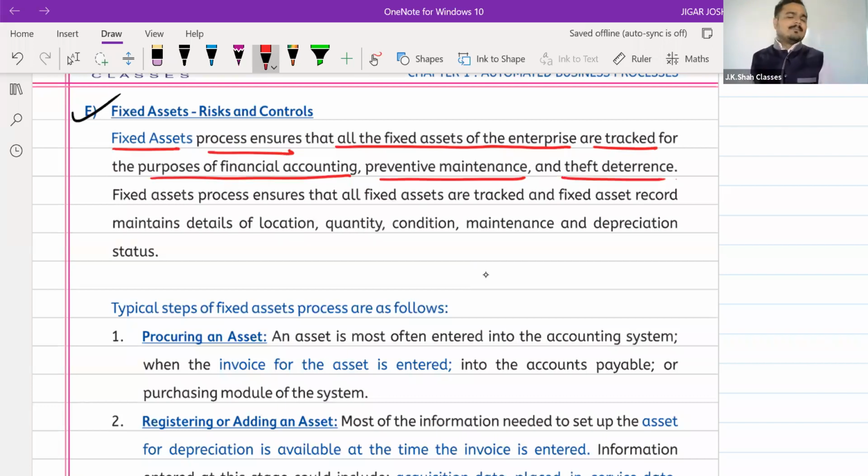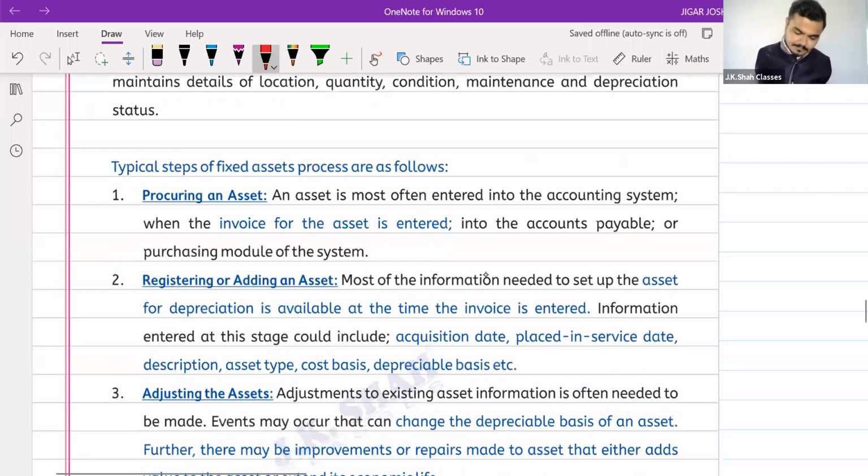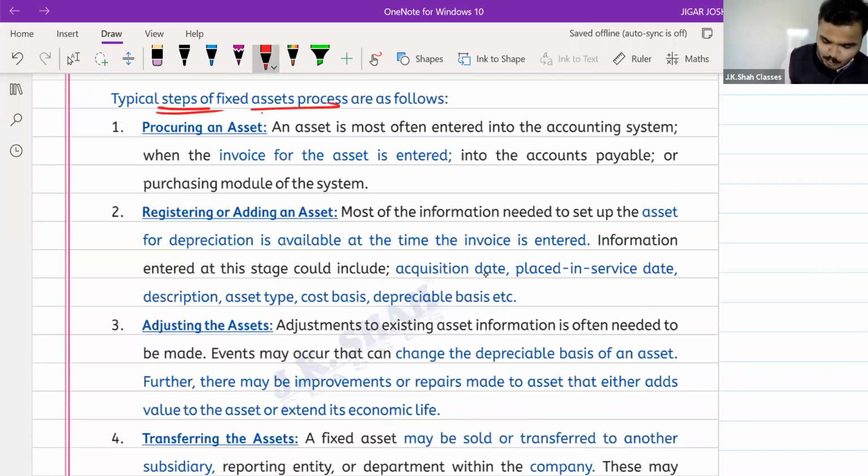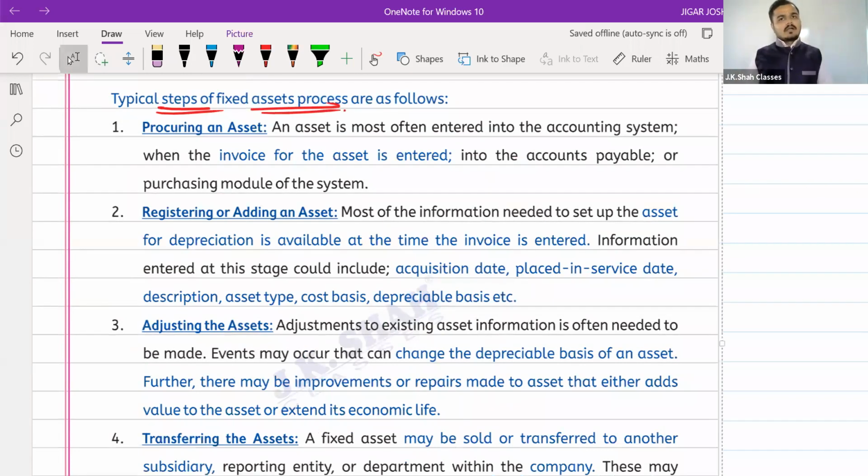Now, fixed asset is a very simple and very common module in which we record all the transactions related to fixed assets. Agree? Now, the steps of fixed assets processing. These steps can be asked for 6 marks, and thereby I request every charter to keep complete attention over here. First one is procuring an asset. Procuring is what? Purchasing the asset or taking it on lease. Yes, no? Yes, sir.